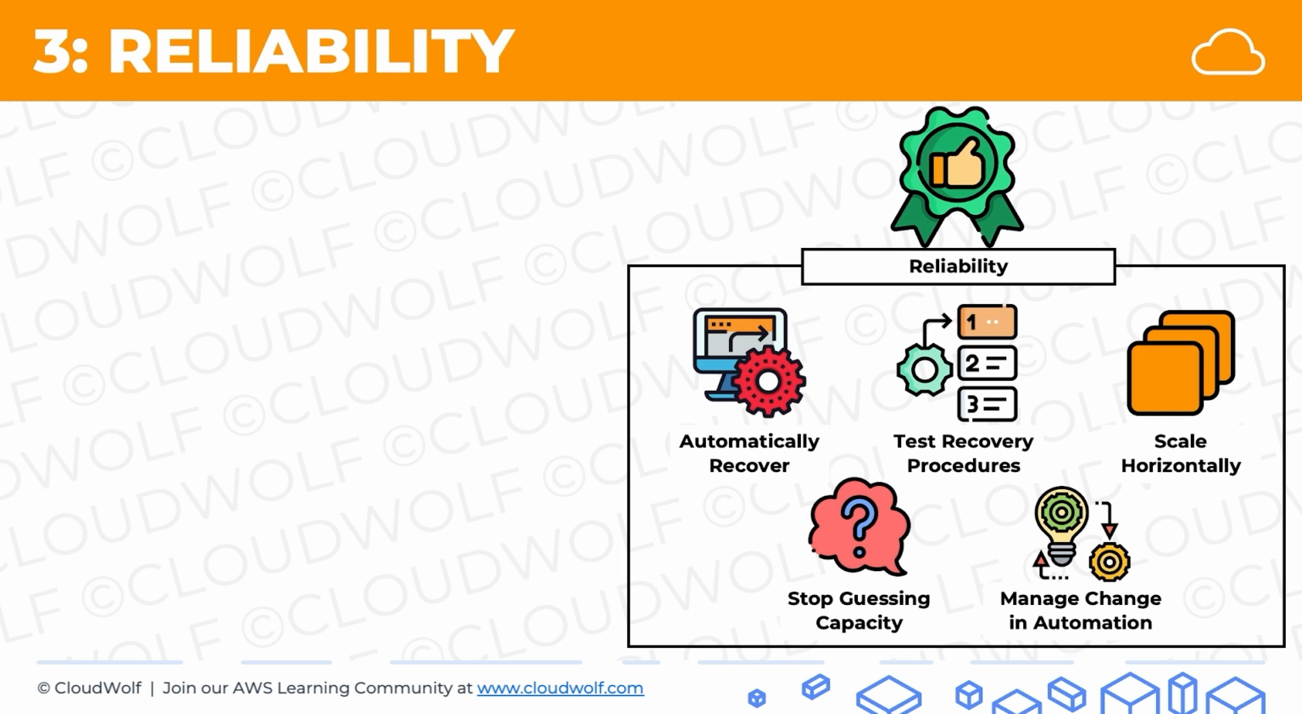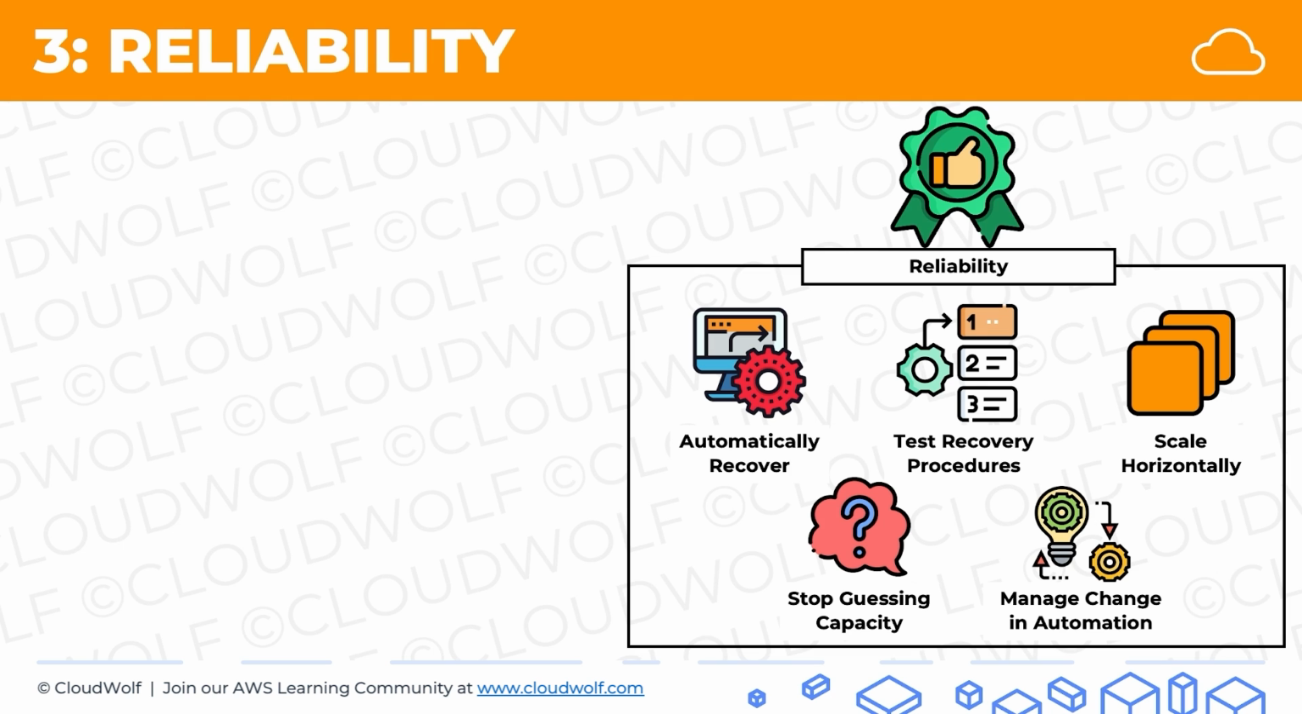And finally, we have manage change and automation. And this refers to things like automating the process of change. So you have pipelines that will allow you to make changes, and then they will happen automatically. In deploying your infrastructure as code, so through tools like CloudFormation and Terraform, to make sure that when you're making changes, you're not doing that manually, but through code.